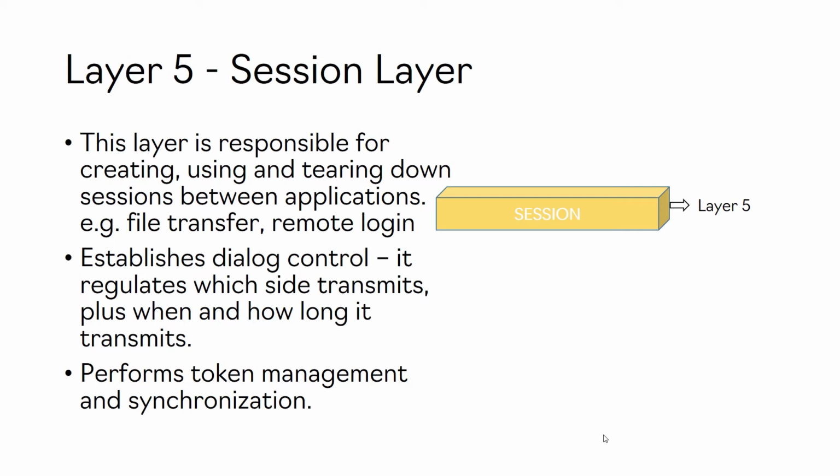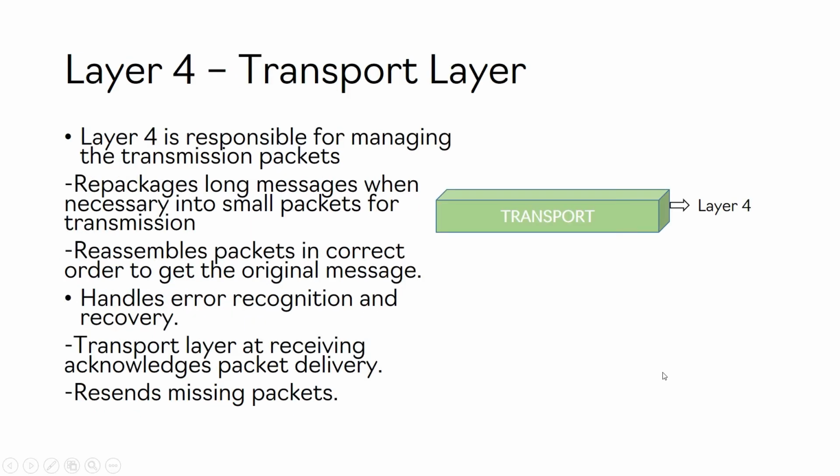So next we look at layer 4 of the model. So what is layer 4 here? Layer 4 is the transport layer, and this layer is responsible for managing the transmission of packets. When I say packets, a packet is basically the unit of data at the transport layer.